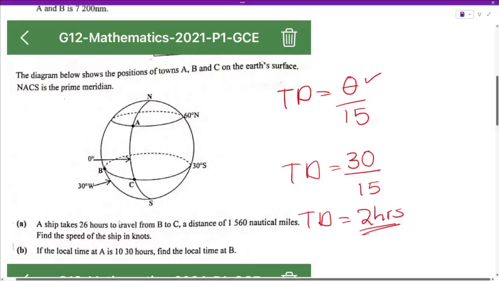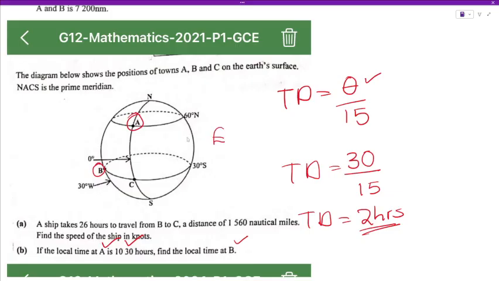Now what are they saying? The time at A is 10:30. Find the local time at B. So the first thing is check which one is ahead in time, A and B. This is the eastern side. So whatever point is nearest to the east is ahead in time. So A is ahead in time. We now need to find the time at B.